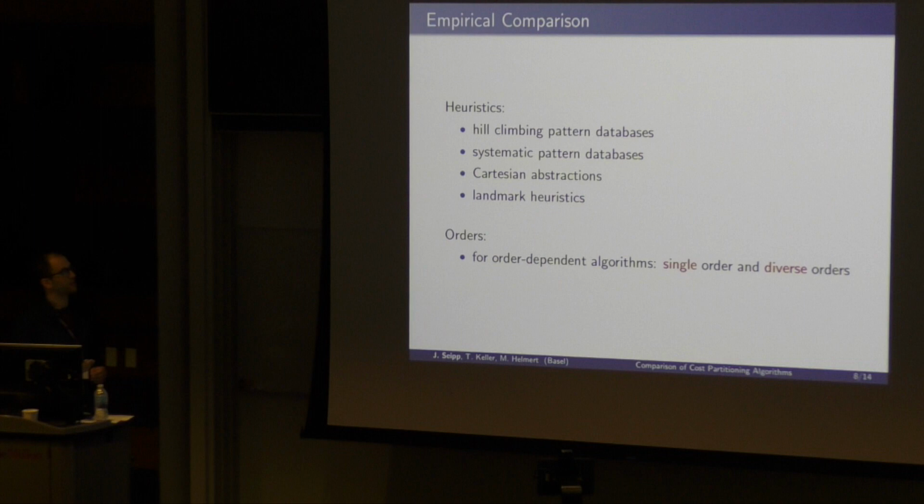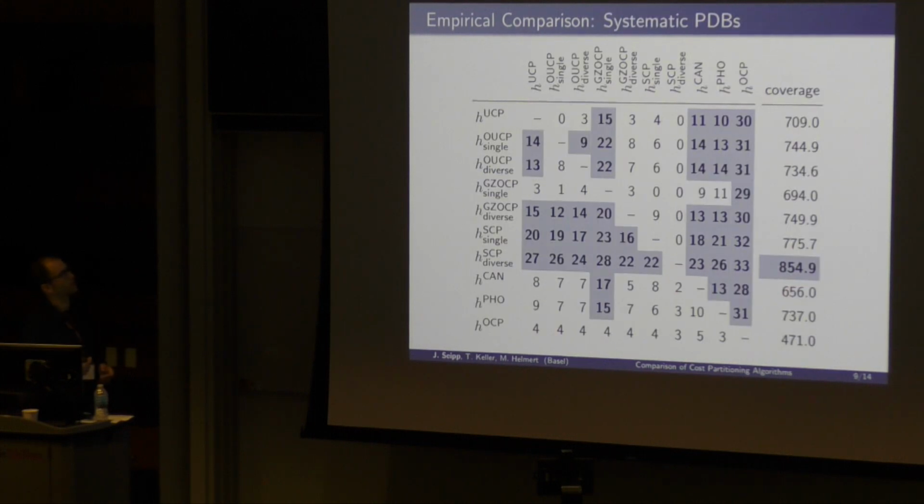And in a related paper, we showed that for the algorithms that depend on the heuristic order, it's usually preferable to use multiple orders. So for these algorithms, we evaluate not only a single order, but also a set of diverse orders. Okay, so let's have a look. We only focus on the systematic PDBs in this talk, because otherwise there would be too many results.